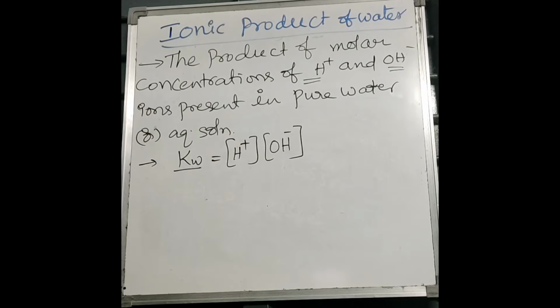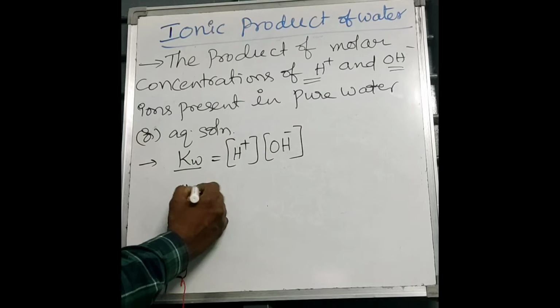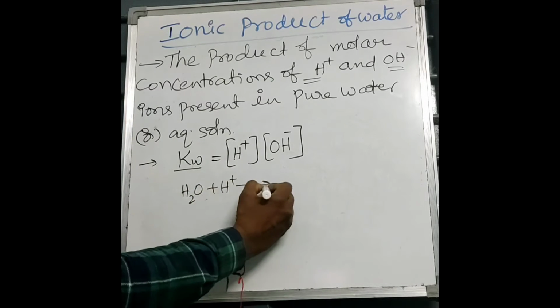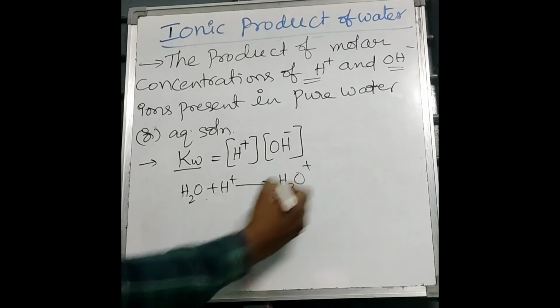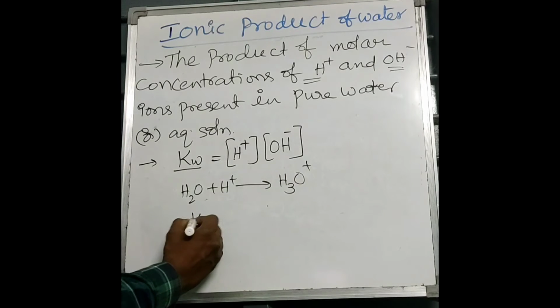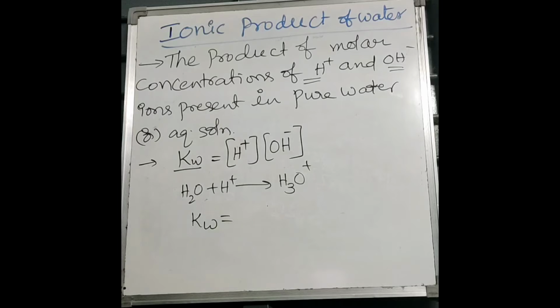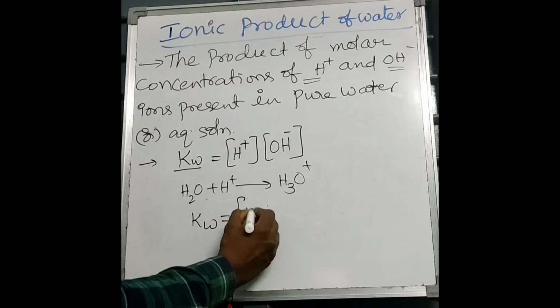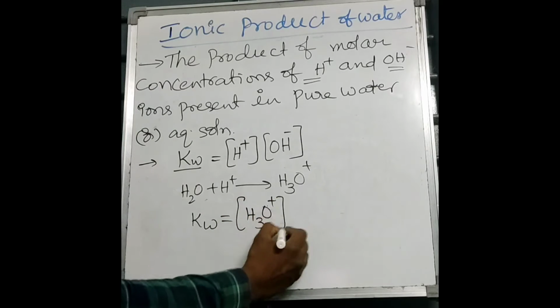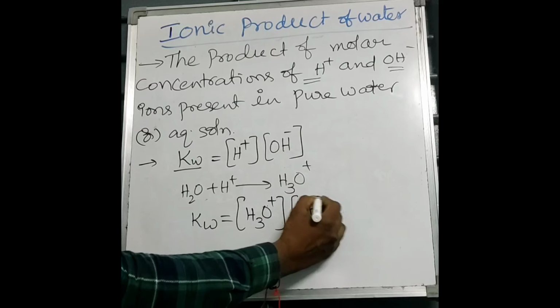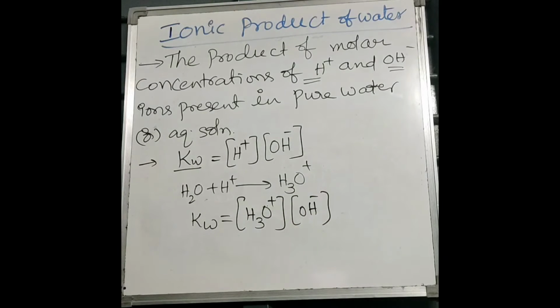We all know H plus ion does not exist independently. H plus ion usually combines with H2O to form hydronium ion. Hence, the ionic product of water is also written as the product of hydronium ion concentration and hydroxyl ion concentration.